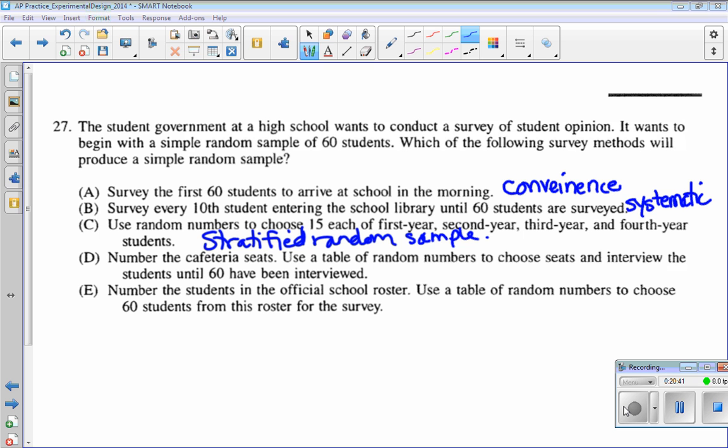Not everyone knows the cafeteria. Say it louder, Maddie. Not everyone knows the cafeteria. I think it matters. And if it's going to be a true SRS, every single person in the population has a chance of being selected, right? In that case, it wouldn't.